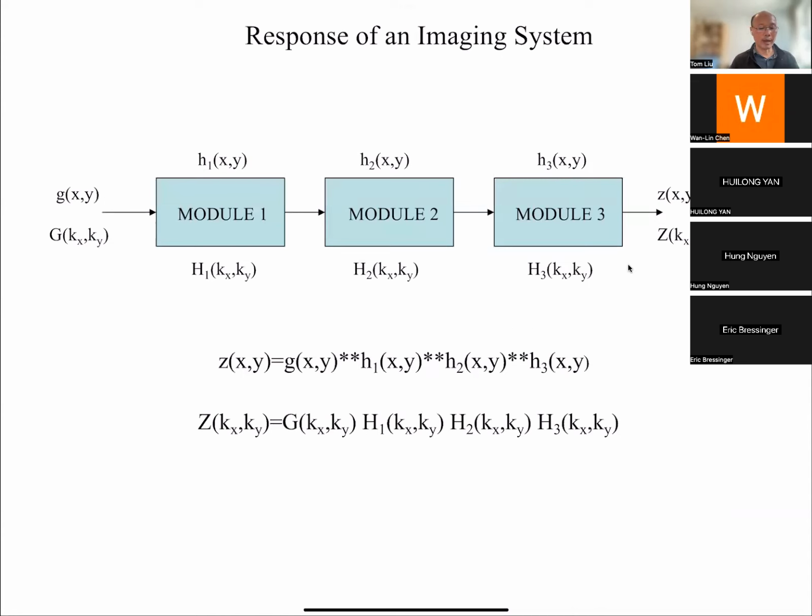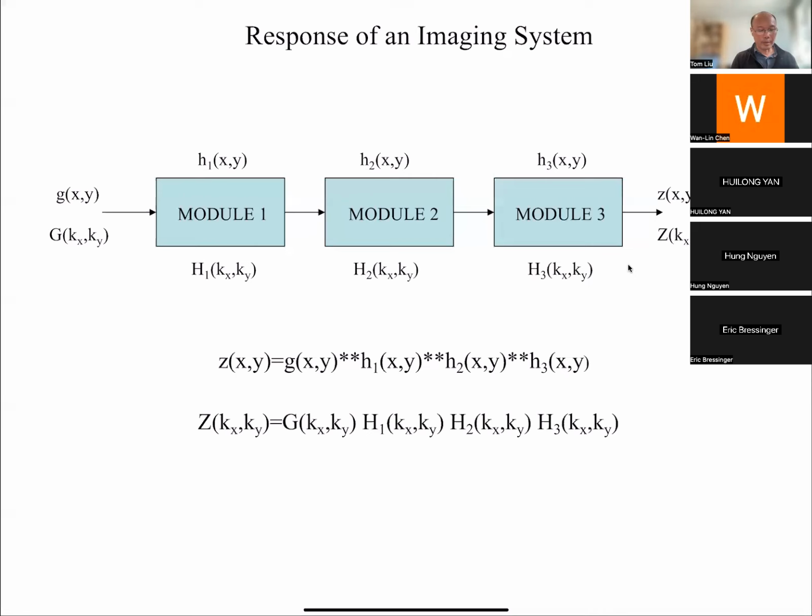So what that means is if I have an imaging system with module 1, module 2, module 3, I can represent the output as, let's say my input is g of x. First I convolve with H1, then I take that output and convolve with H2, and then convolve with H3. That would give me my output. Each of these is like a module. Maybe one is an amplifier, and another is a filter, and you put these modules together in the lab, okay?